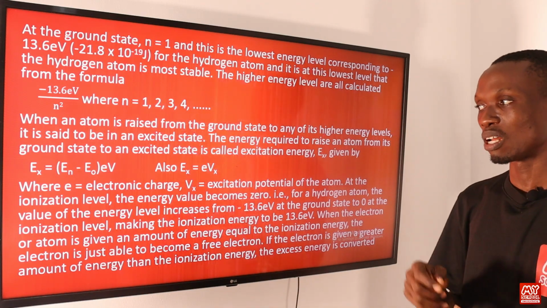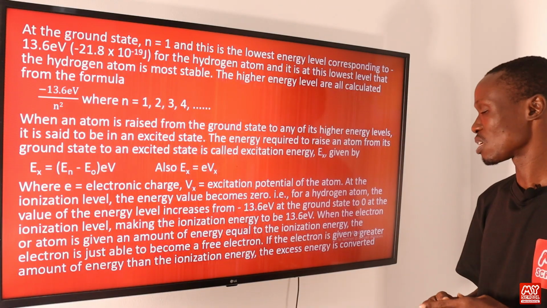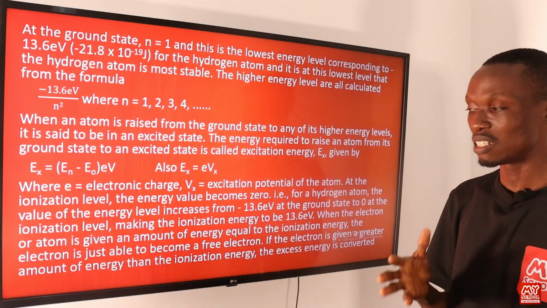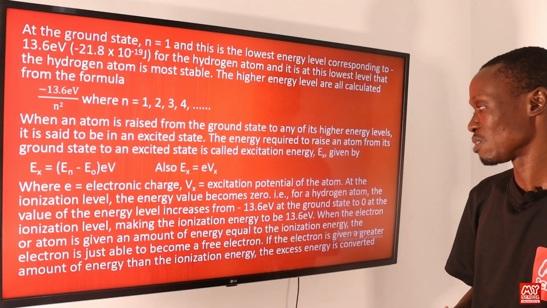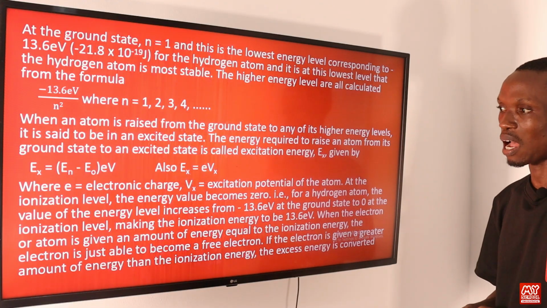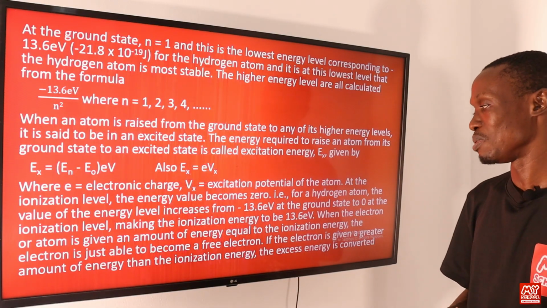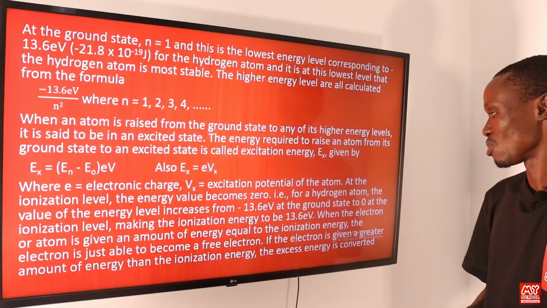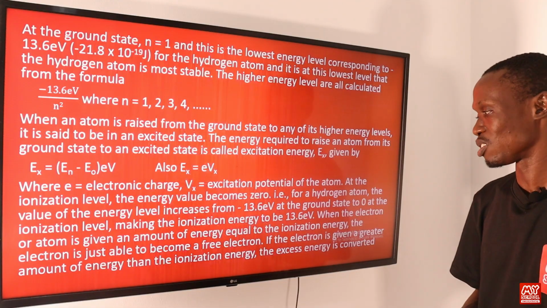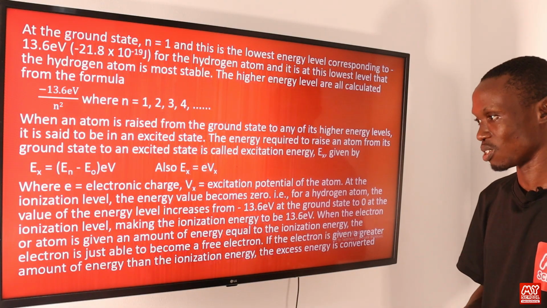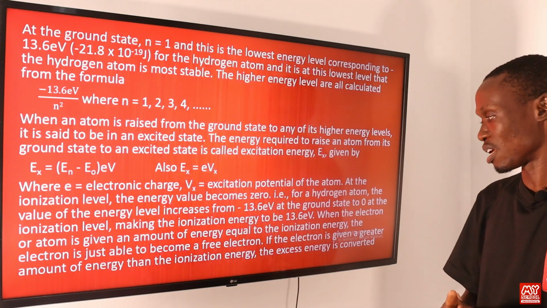At the ionization level, the energy value becomes 0. That is, for a hydrogen atom, the value of the energy level increases from minus 13.6 eV at the ground state to 0 at the ionization level, making the ionization energy 13.6 eV. When the electron or atom is given an amount of energy equal to the ionization energy, the electron is just able to become a free electron.